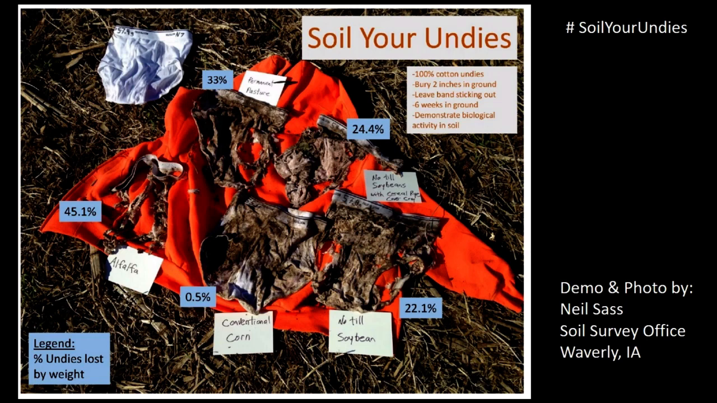So this is a demo that Neil Sass did up at the Soil Survey Office in Waverly. He had buried these underwear 2 inches in the ground for 6 weeks in conventional corn, no-till. And this is the percent that was decomposed. No-till soybeans with cereal rye cover crop, permanent pasture, and then the alfalfa is almost disintegrated. There's nothing left except the elastic band. So we've been doing that.